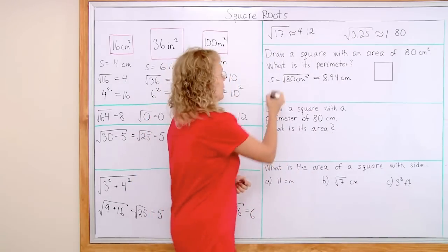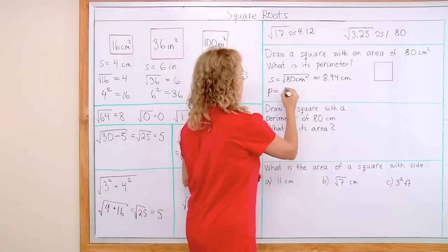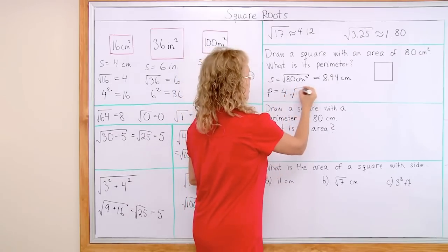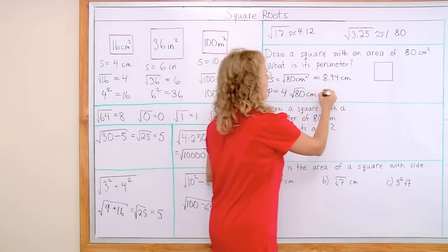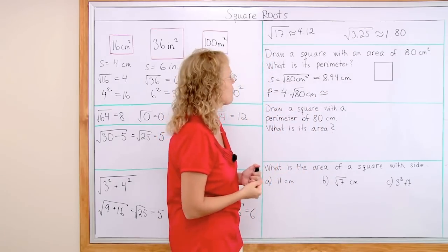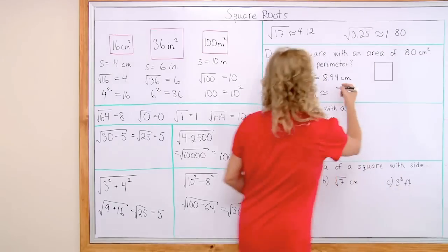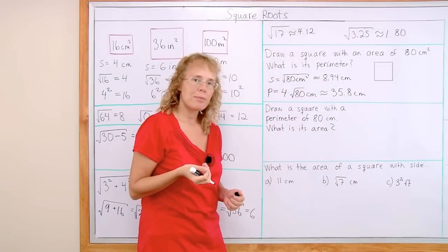And then the perimeter would be 4 times the side length, 4 times square root of 80 centimeters. But you can of course calculate this again, get an approximate value. It is about 35.8 centimeters.